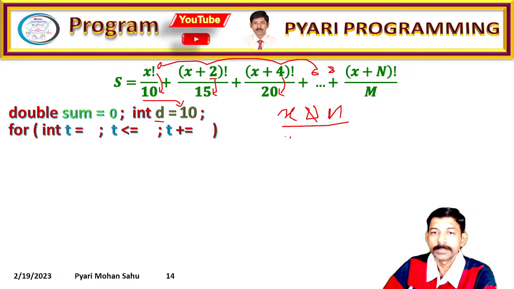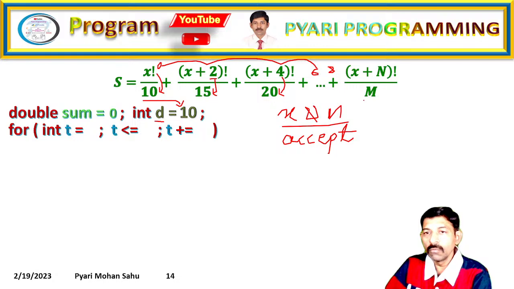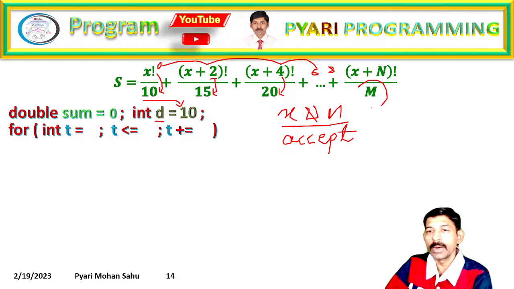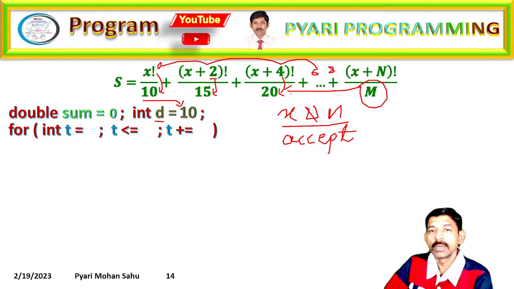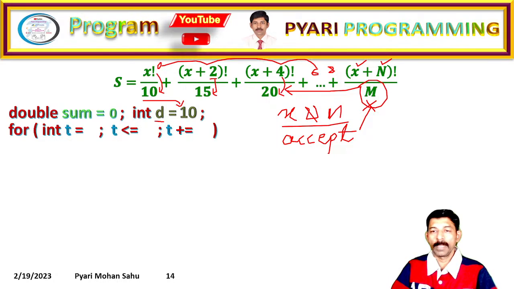Accept X value and N value, which is unknown. M value does not need to be accepted, because it is evaluated with the help of your D. So M will not be accepted. M will not be accepted. But your x and n needs to be accepted.